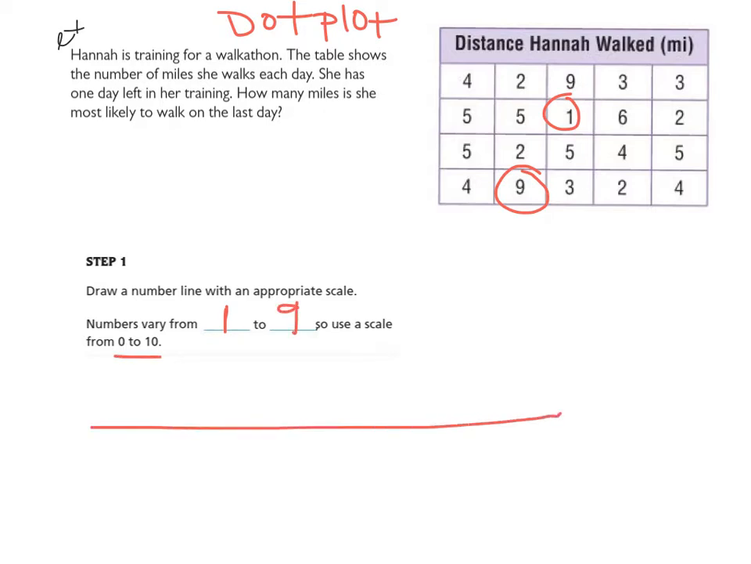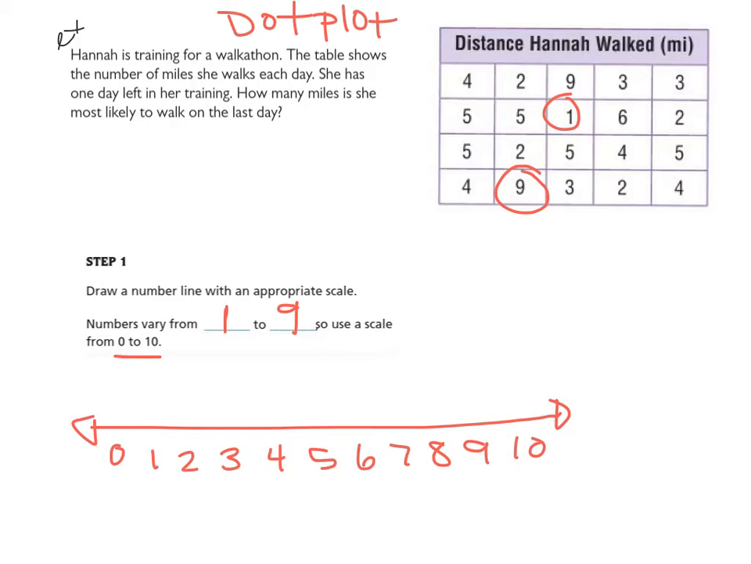So I'm going to draw myself a number line. I'm going to number it 0, 1, 2, 3, 4, 5, 6, 7, 8, 9, 10. Now, if she had started at 13 miles and the most she walked was 50, we wouldn't have started at 0, okay?